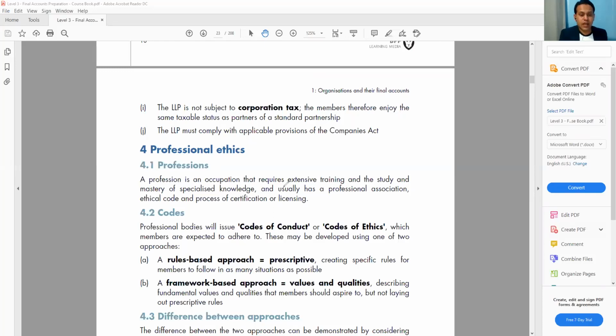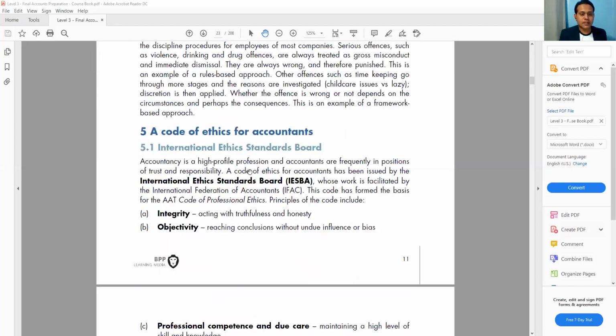So for professional ethics, we have some codes that we have to remember. These are called fundamental ethical codes, the fundamental principles. Let's write it down. Fundamental principles of ethics. This is the fundamental principle. You cannot compromise on these five.